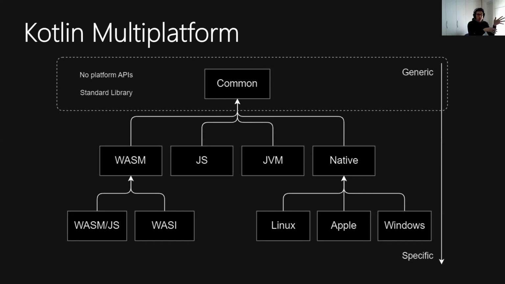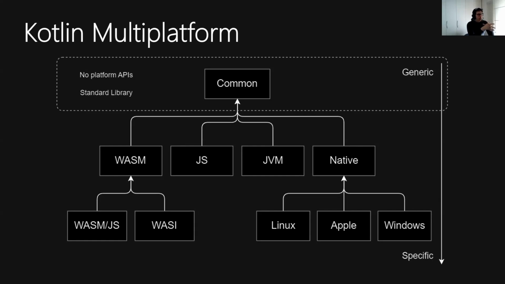If you want, let's say, WebAssembly code, you pass that Kotlin code to the WebAssembly backend, and it outputs WebAssembly instructions. Same for the JS backend, which outputs JavaScript. Then the JVM backend, which outputs bytecode, and then the native backend, which uses LLVM to output native binaries, so with OS-specific instructions.